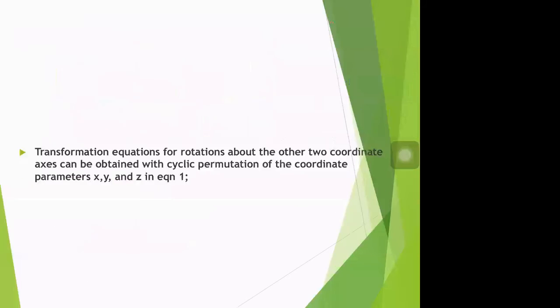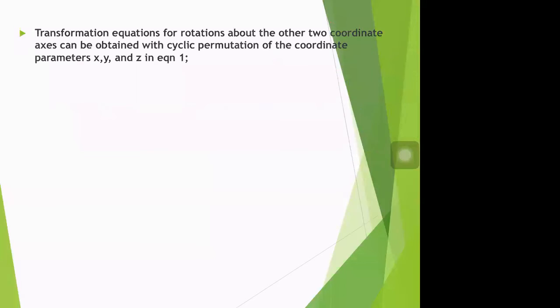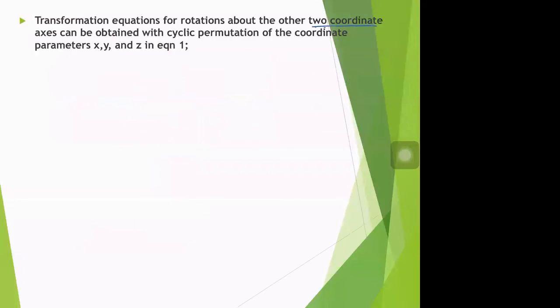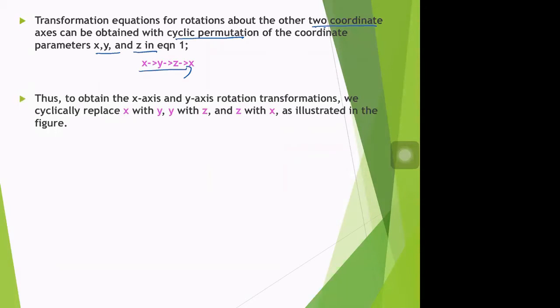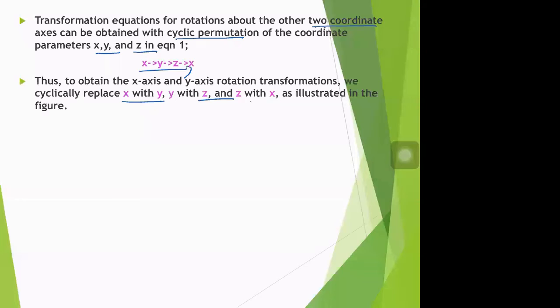Now we'll go for the next one. Now we will see the rotation with respect to the other two coordinates, which is obtained with cyclic permutation of the parameters x, y, z in equation 1. So we will take the same equation 1 and start with the cyclic order. Okay, you'll come to know. Thus, to obtain x-axis and y-axis rotation, we have a cyclic replacement. So we will see how this replacement works.